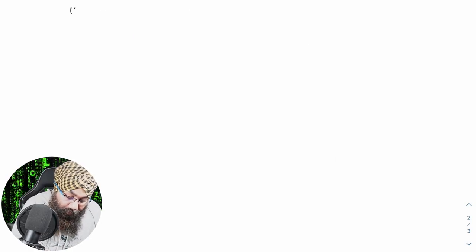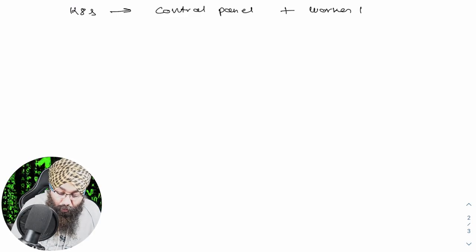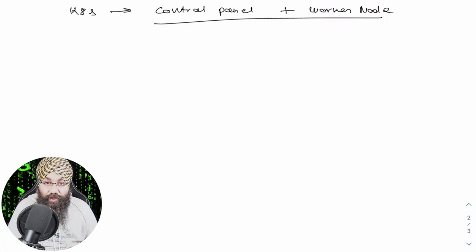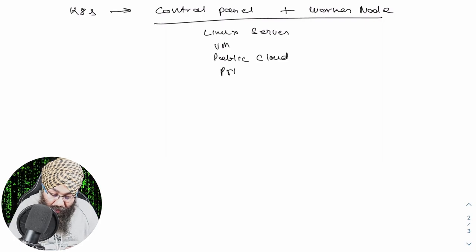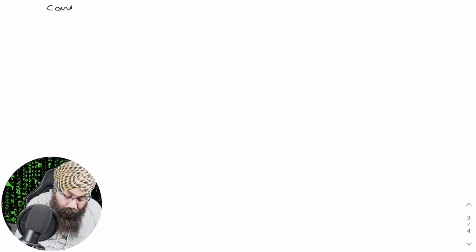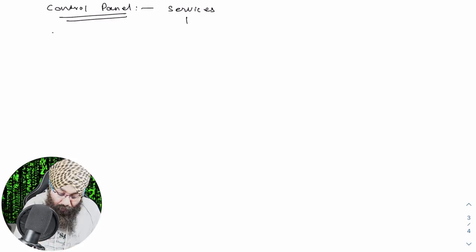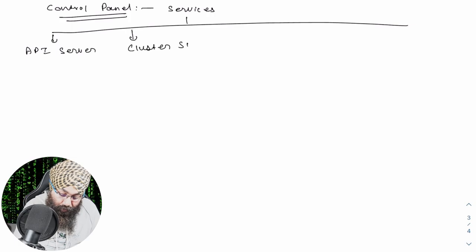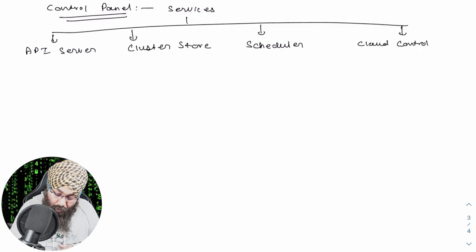As we already said, Kubernetes is made up of the control plane and worker nodes. As we said in the earlier video, the control plane and worker nodes can be deployed anywhere. They can be deployed to a Linux server or a virtual machine, to a public cloud, a private cloud, or any IoT device as well. So let's talk about the control plane. It has many services that run together to provide the intelligence for managing your apps. For example, it has the API server, then the cluster store, then the scheduler, and then the cloud controller manager.